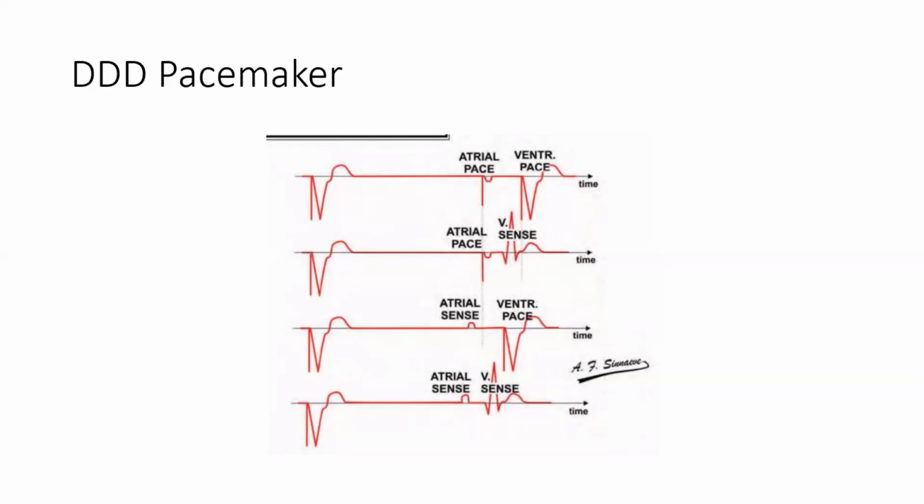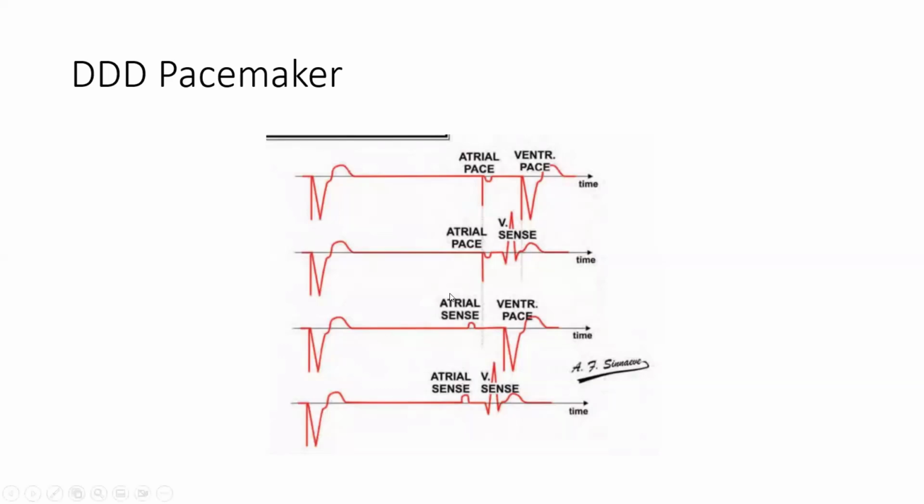Inhibition, because when the pacemaker feels an impulse inside the atrium, it inhibits the atrial channel. When it feels an impulse inside the ventricle, it inhibits the ventricular channel. But when it feels an impulse inside the atrium, it will trigger the ventricular channel, as we will see.